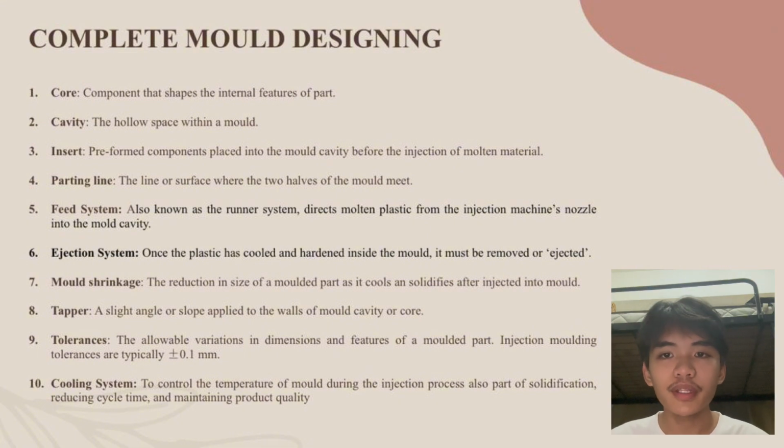On to number 7, mold shrinkage. The reduction in size of the molded part as it cools and solidifies after being injected into the mold. And number 8, taper, a slight angle of slope applied to the walls of the mold cavity or core.